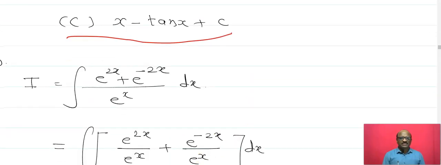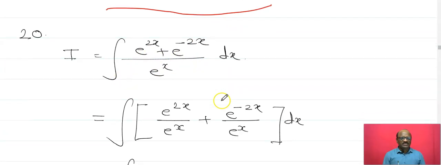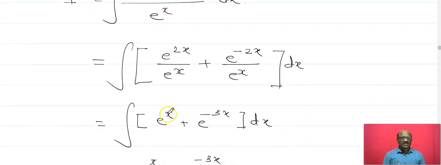Now the next, problem number 20. I is equal to the integral of e raised to 2x plus e raised to minus 2x upon e raised to x into dx. Again split this up. That is e raised to 2x upon e raised to x plus e raised to minus 2x upon e raised to x into dx. Therefore you will get e raised to x plus e raised to minus 3x into dx.